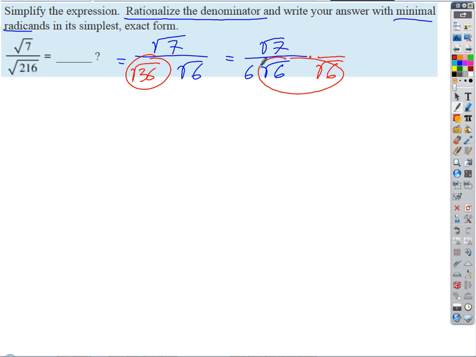So on the bottom, look what I'm going to get. I'm going to get 6 times 6, which is what? 36. Okay, on the top I have to multiply that by the square root of 6 also. But what's the square root of 7 times the square root of 6? That's the square root of 42. So there's my answer. How about that?